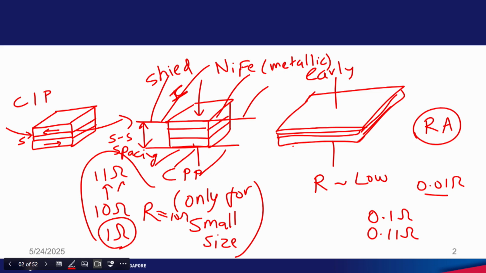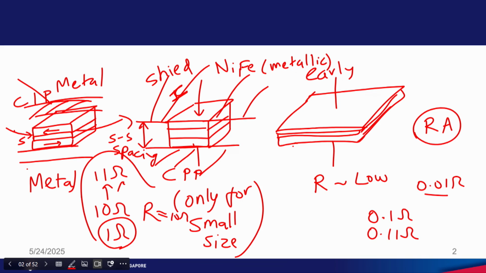Whereas, in the case of CIP, you have some shield here, you have a metallic layer here, and you do not want this current to be shunted by this metal. It may be shunted by this metal or the other metal. So, you have to grow some insulating layer. This insulating layer adds to the distance. So, the shield to shield spacing increases. So, this is a problem.